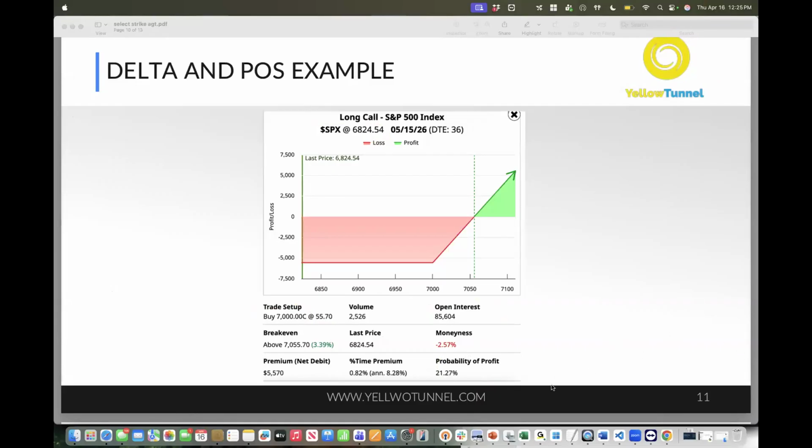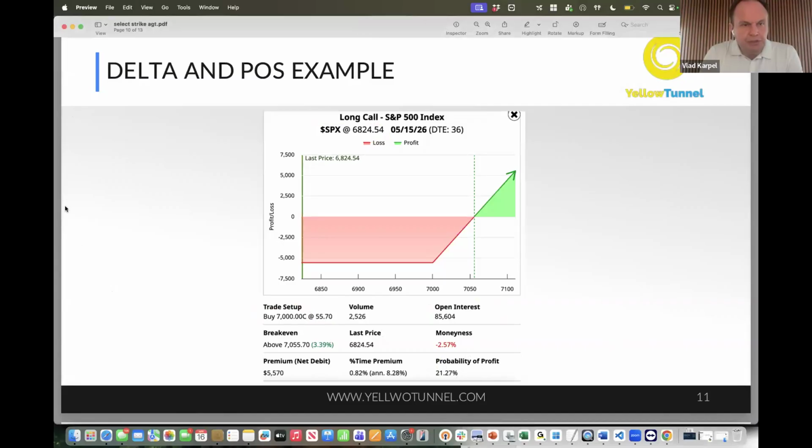Vlad, can you explain what delta is, just in case anyone here is new to this? For sure. That's a good question. So delta is basically, for a $1 move in the underlying stock, how much is the option going to move? A delta of 0.21 means that if the underlying, in this case SPX, moves by $1, your option is going to move 21 cents. If delta is 50, then by 50 cents, and if delta is 1, then it's a 1-to-1 correlation.